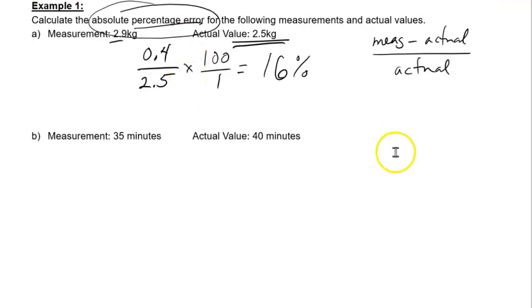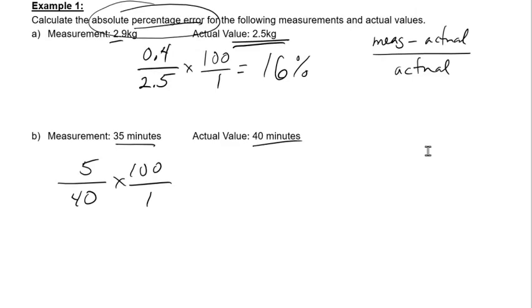Now, if we look at this one, we've got 35 minutes, and the actual is 40 minutes. So the difference between those two, I'm sure you could work out, is 5 minutes. It doesn't matter if it's positive or negative, but between 35 and 40, there's 5 minutes, right? And the actual value is 40. So that 5 minutes difference out of 40 times 100, and we can do some canceling in here, or we can just use our calculator, and that will give us 12.5, and because we've multiplied it by 100, we know that is a percentage.